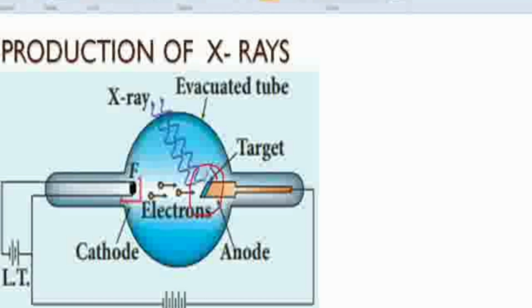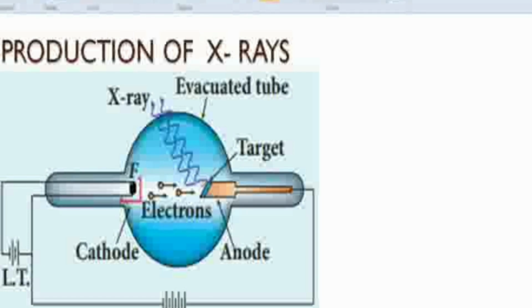Suppose it is placed vertically. What will happen? The electrons are reflected back to the same filament side. That is why it is placed at a 45-degree angle. After that, the highly accelerated electrons fall on the metal surface.